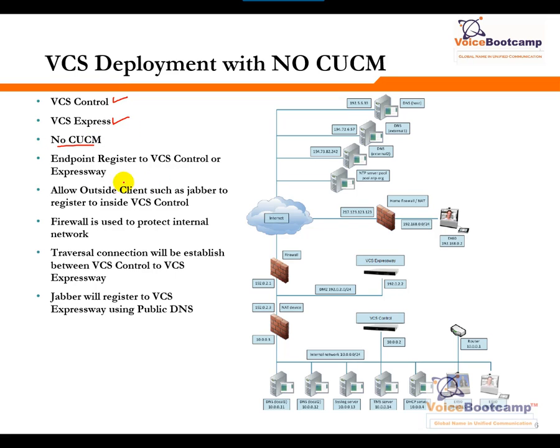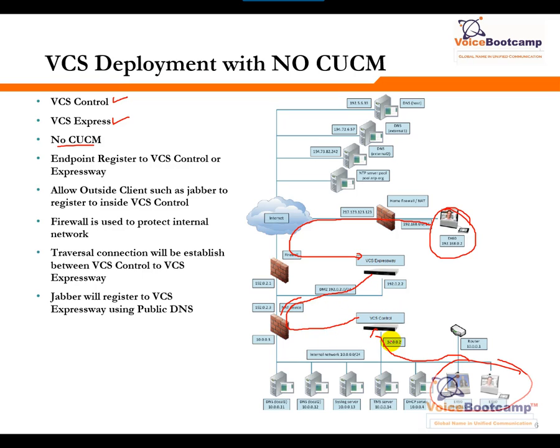No call manager. In this case, the endpoints from inside will be registered to the VCS control, and endpoints from outside can come in and register to the expressway. So the option you have between the control and the expressway is what we call the unified communication traversal zone. There will be a tunnel between them, and when they are communicating, they will be able to communicate through this tunnel.